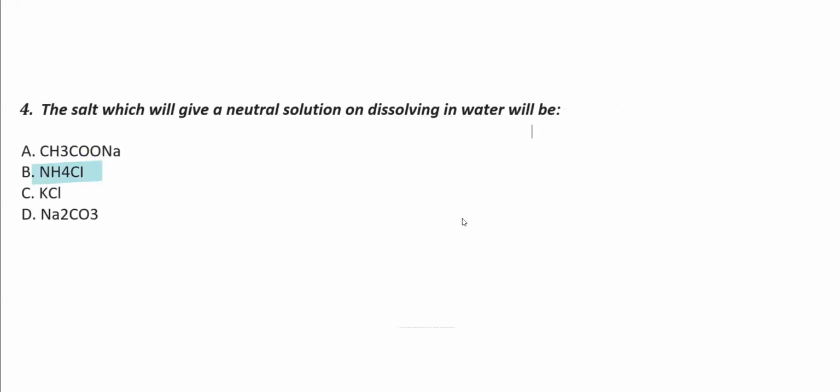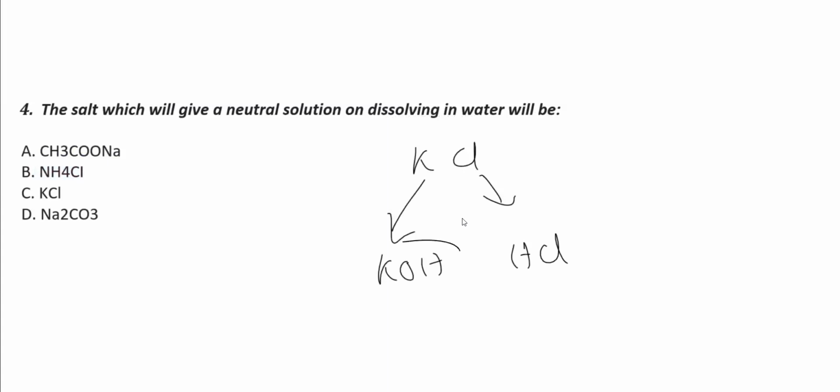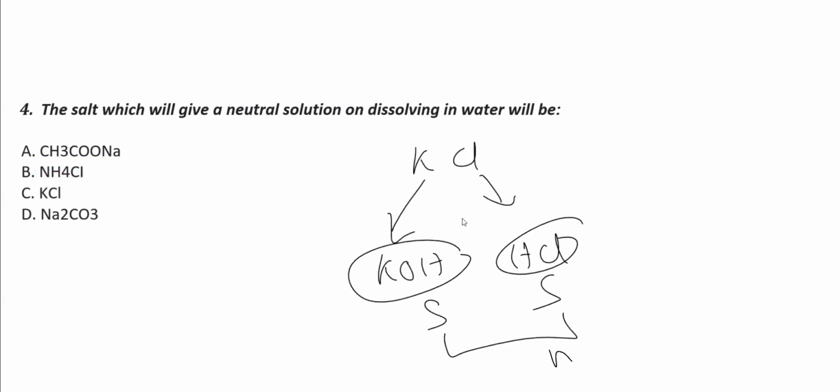Now, as we proceed to the next part, this is potassium chloride. Potassium, whose parent base is KOH, is a strong base, and chlorine is from the parent acid called hydrochloric acid, and it's a strong acid. As you can see, both of them are strong. Therefore, the salt so formed will be neutral in nature. So the correct answer for this is going to be KCl.